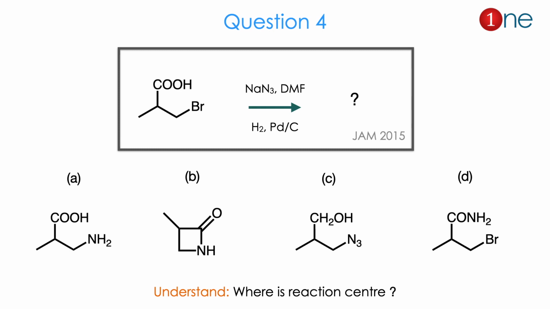Then question number 4. The starting material is a linear chain with bromine and COOH in the side chain. You are using sodium azide and hydrogen with palladium. They ask you to find the product.